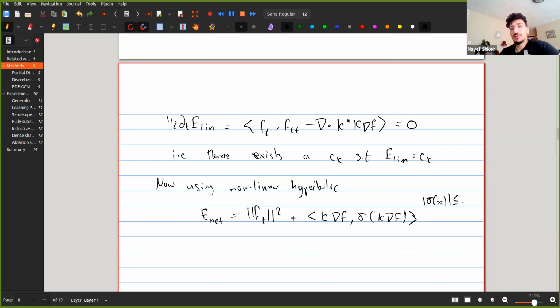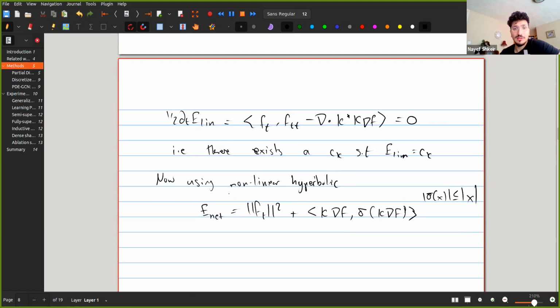The nonlinearity of x is less than or equal to the norm of x. And so we can say now that that's going to be less than or equal to the kinetic energy plus k grad f, which is your linear energy. So this would be your linear energy. And so then your energy in the nonlinear hyperbolic system is bound by the CK, right? So you have some sort of energy bound. So that's the proof for theorem 2.